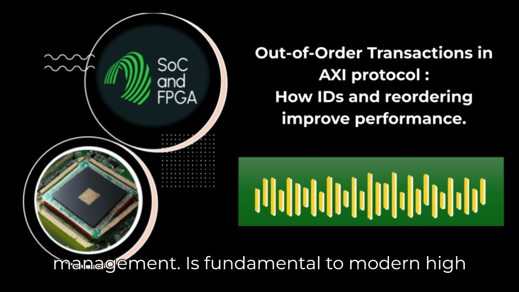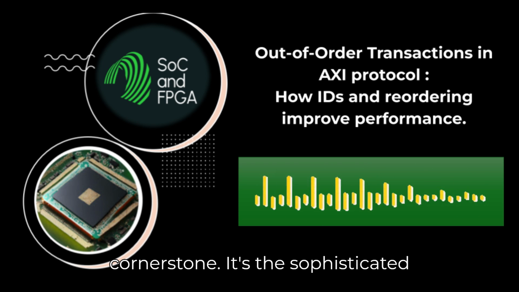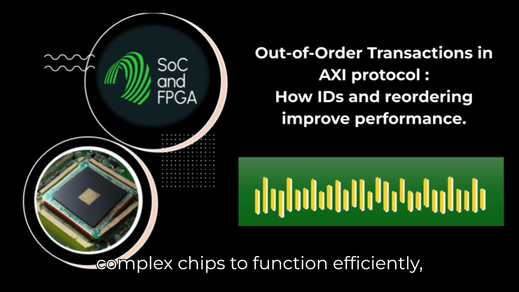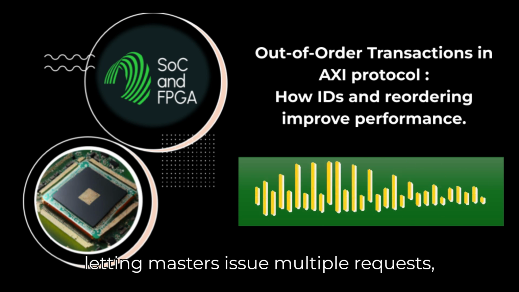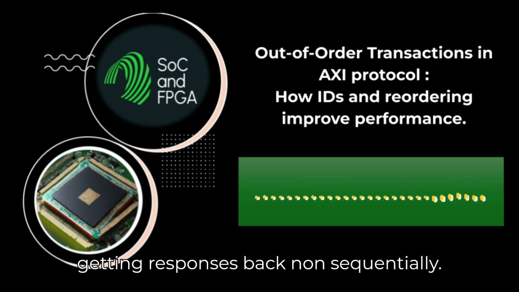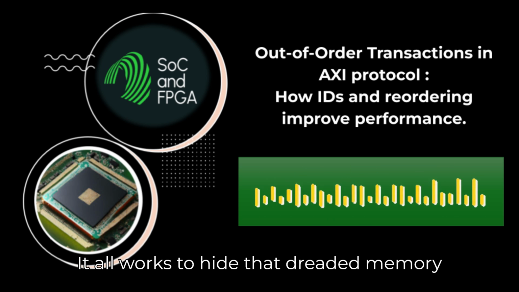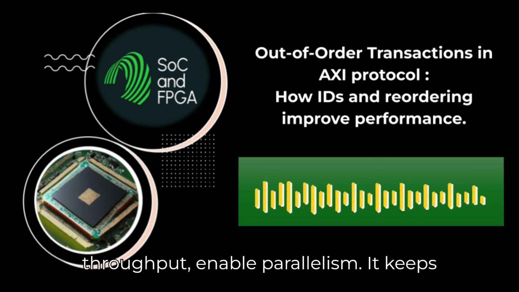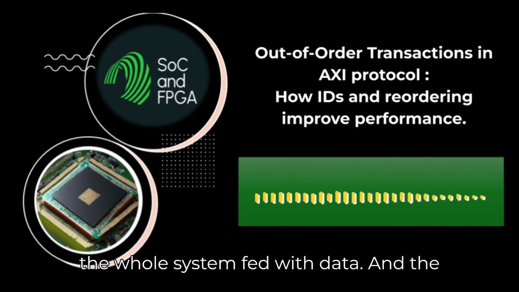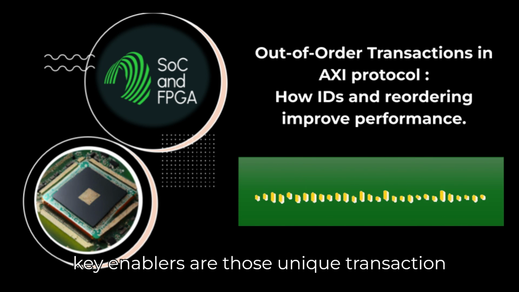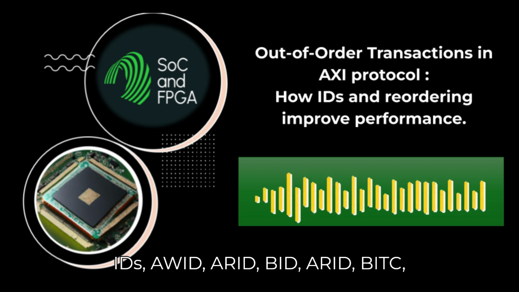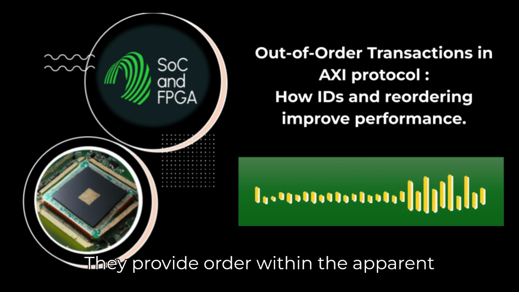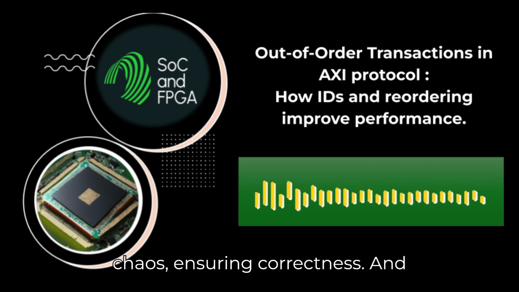So wrapping this up, it's incredibly clear that AXI, especially with its out-of-order transaction support and ID management, is fundamental to modern high-performance SoCs. It really is a cornerstone. It's the sophisticated plumbing that allows these incredibly complex chips to function efficiently. Letting masters issue multiple requests, getting responses back non-sequentially. It all works to hide that dreaded memory latency. Maximize bus use, boost throughput, enable parallelism. It keeps the whole system fed with data. And the key enablers are those unique transaction IDs, AWID, ARID, BID, RID, allowing correlation even when things arrive out of sequence. Indispensable. They provide order within the apparent chaos, ensuring correctness.